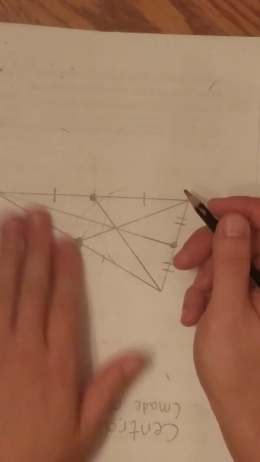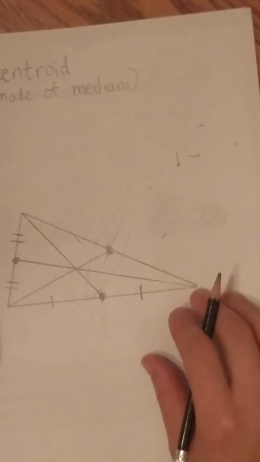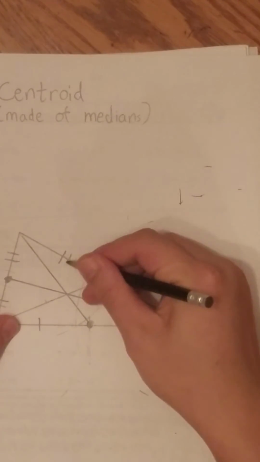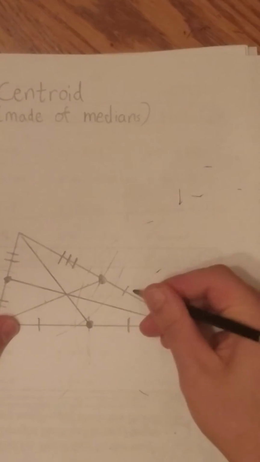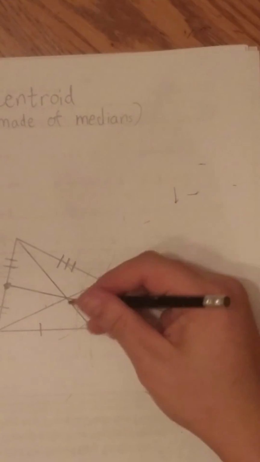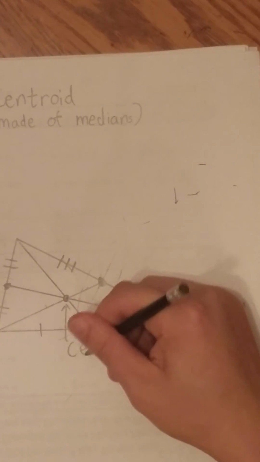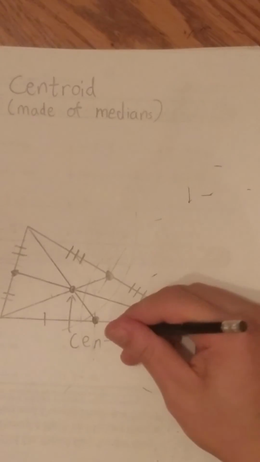And with the intersection of these 3 medians, oh, almost forgot to mark these 2 segments as congruent. Now that I have the point of concurrency for these 3 medians, it is safe for me to say that I have successfully constructed a centroid.